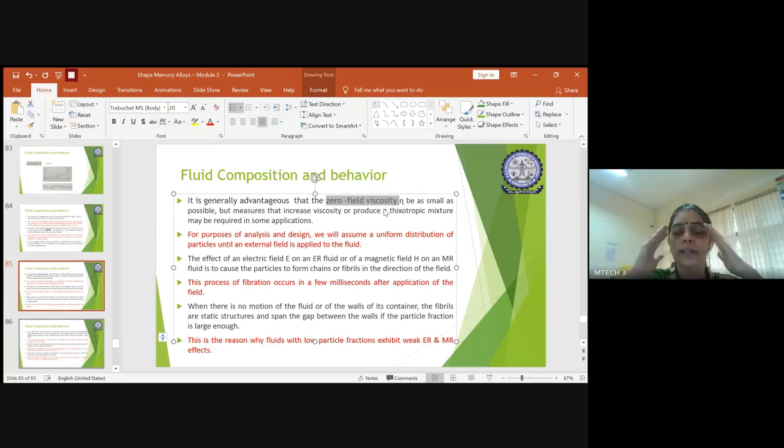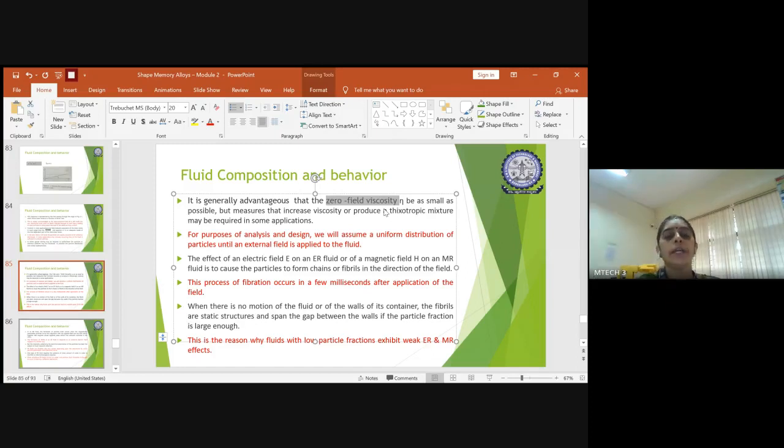So why we are digging so much into viscosity is because the main change in the smart fluid is with respect to viscosity only. It can increase or decrease the viscosity. So all the applications are based on enhancing the viscosity, and to enhance the viscosity, you should subject it to an external field.